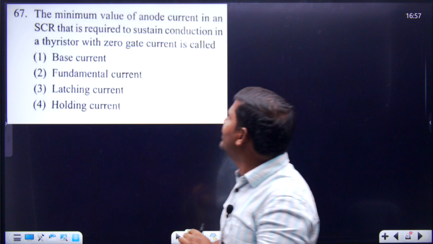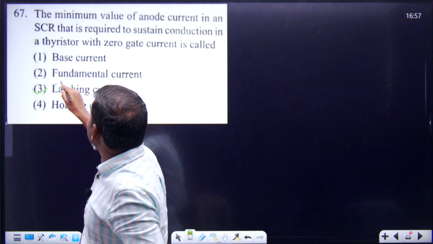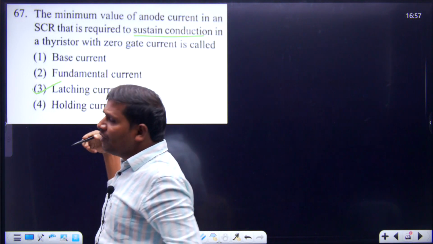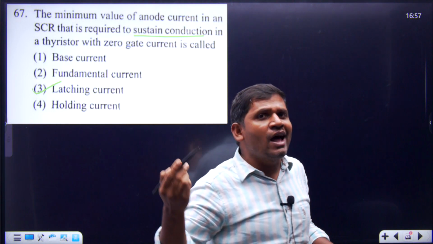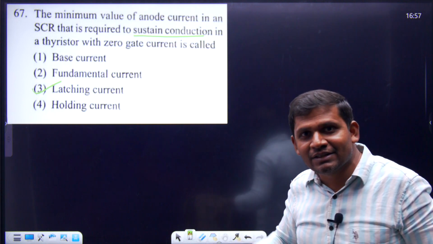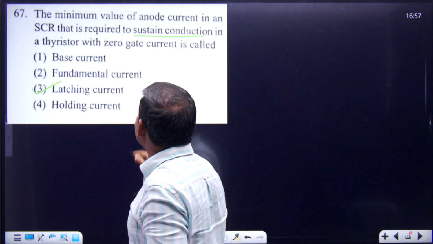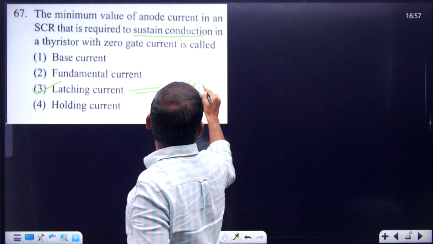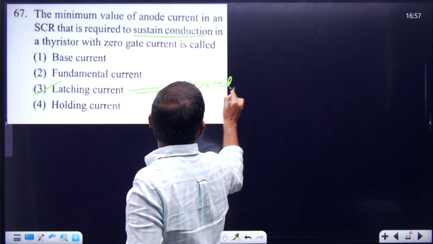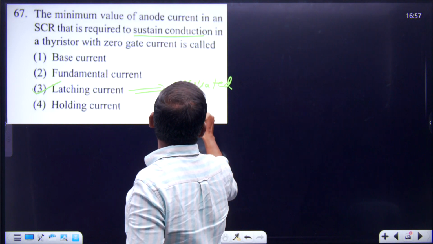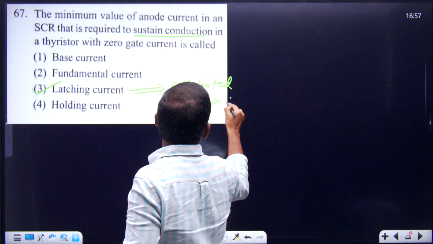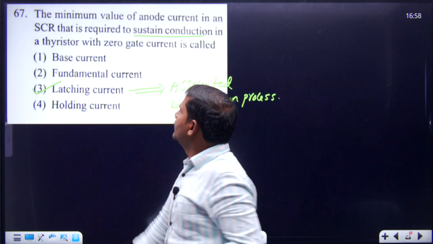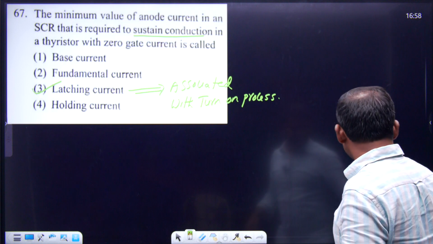That current is nothing but which current? Latching. Continuous conduction, in the sense of turn on. Then which current is associated with the turn on process, students? Latching current is associated with the turn on process. That statement is enough to answer this question. Associated with the turn on process, that is, 3 is correct. Next.